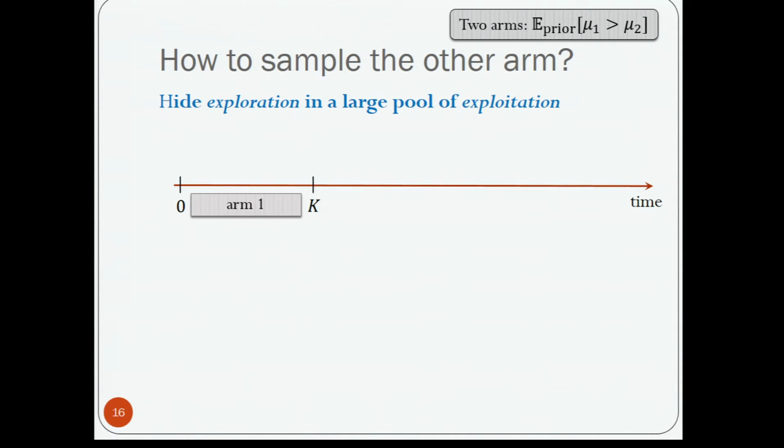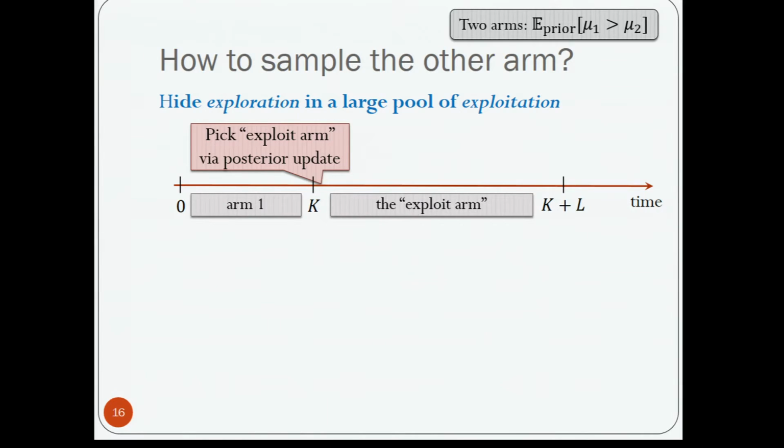For the first couple of rounds, we play arm 1, because that's the only thing we can do. Then we pick the exploit arm through a posterior update. I mean, we do a Bayesian update, we arrive at the posterior, and we choose the best arm according to the posterior. We call it the exploit arm. Now, in the remainder, we use the exploit arm in every round except one round chosen uniformly at random. And in that explore round, we recommend arm 2. K and L are the parameters here.